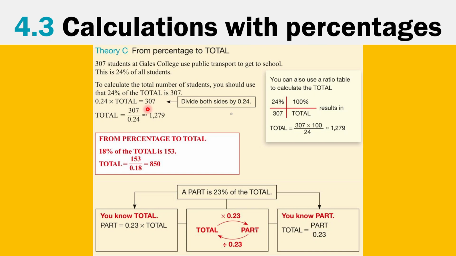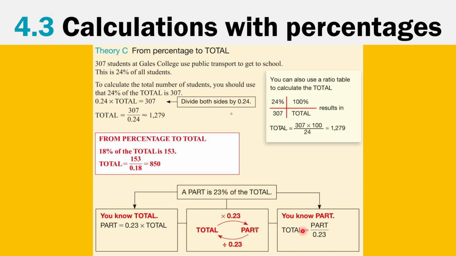And now I can calculate the total. Again, balance method. Divide left and right by 0.24 and you find total, which is approximately 1279. And again, here is an overview of when you should do a multiplication and when you should do a division. If you know the total, this is something that we already did quite a lot. If we know that 23% of the total and the total is given, we just do 0.23 times the total to find the parts. But this is the new thing. If you know the parts and they want you to know the total.